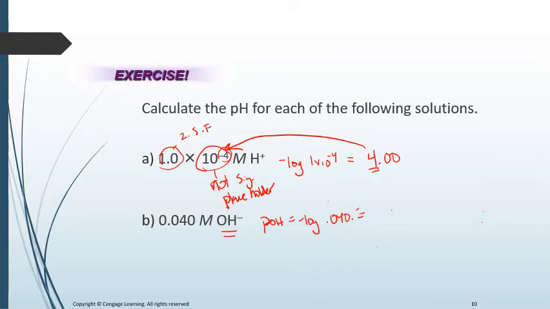And if I do that with its two significant figures, I end up with 1.40. But that again is the pOH. So I would take 14 minus the pOH equals the pH. So 14 minus 1.40. The 14 has an unlimited number of significant digits. So my final answer will be 12.60.